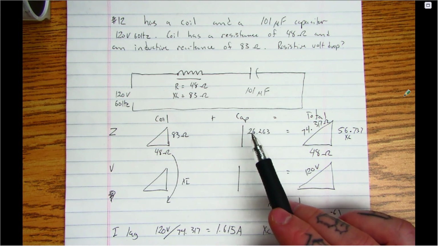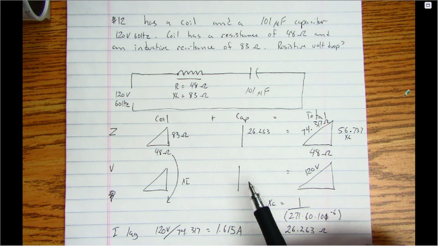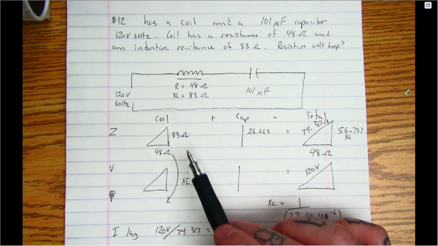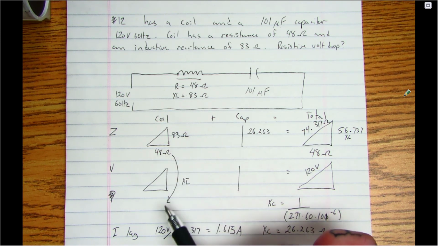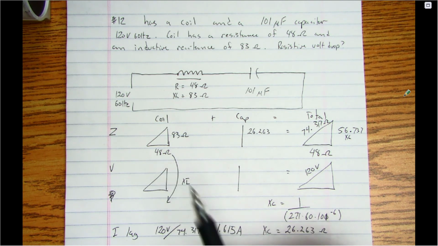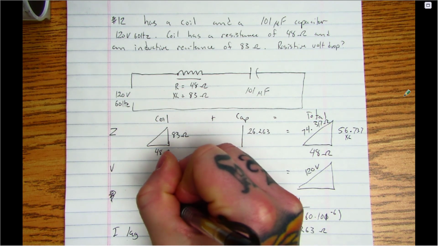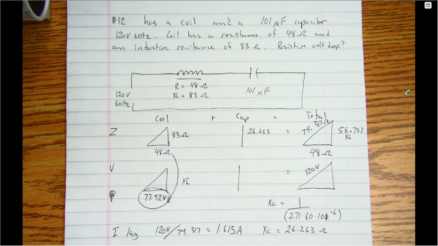I could multiply this by current to get the volt drop across the capacitor. I could find the volt drop across the reactive portion of the coil by multiplying this, but they want to know the resistive volt drop. So I'm going to take 48 times that current, 48 times 1.615, and my volt drop here is 77.52 volts. So that should be the answer to the question.